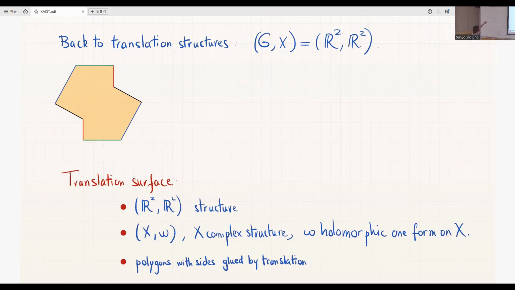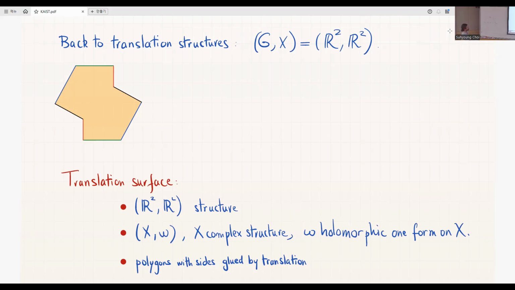So the blue one is glued to the blue one, the black one to the black one, and the red one to the red one. And by doing that, I will get a closed surface. And this closed surface will have a (G,X) structure, right? Because I am in the plane and I'm gluing by translations. It's actually equivalent: the datum of an R2 structure is the same thing as the datum of polygons with sides identified by translation. So that's a nice way of defining those.